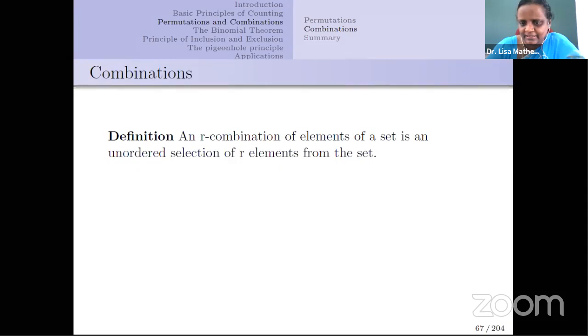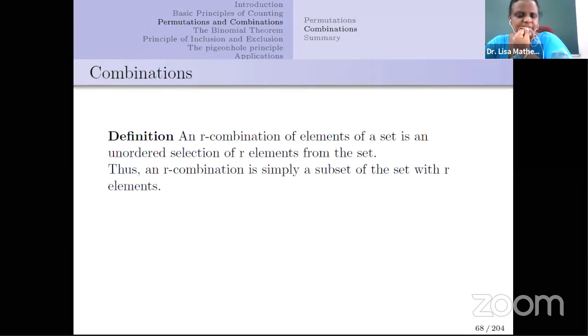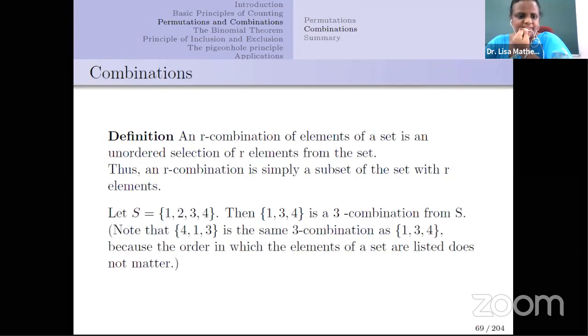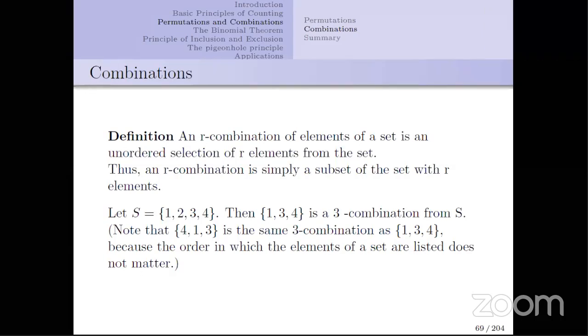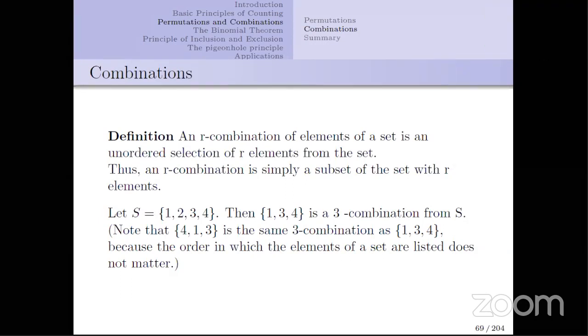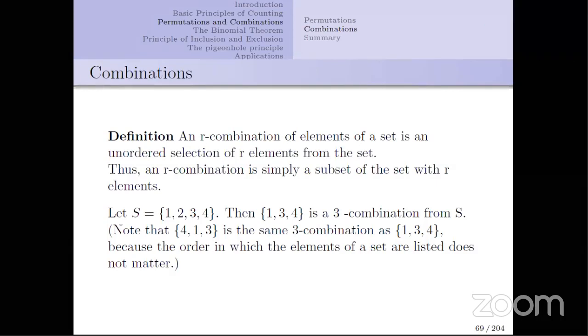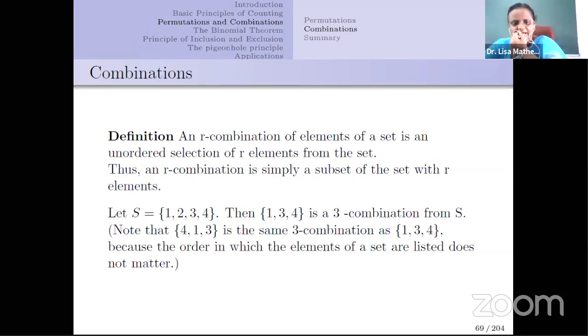Definition: an r combination of elements of a set is an unordered selection of r elements from the set. Thus, an r combination is simply a subset of the set with r elements. For instance, suppose I take the set 1, 2, 3, 4. Then 1, 3, 4 is a 3 combination from S. Now, note that 4, 1, 3 and 1, 3, 4 are exactly the same, because when I'm taking it as a combination, the order in which the elements are listed does not matter at all. But if I was taking it as a permutation, I would have said that 134 is different from 413. This is the basic difference between a permutation and a combination.